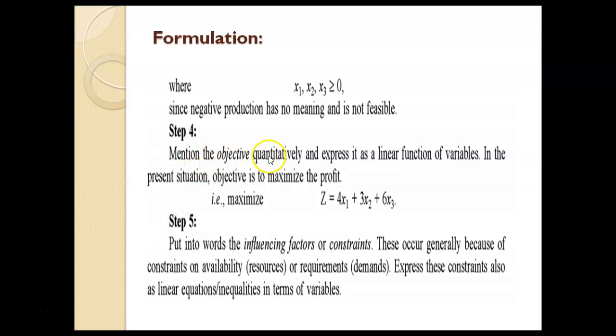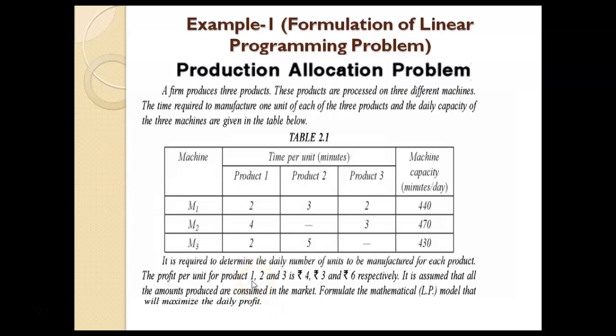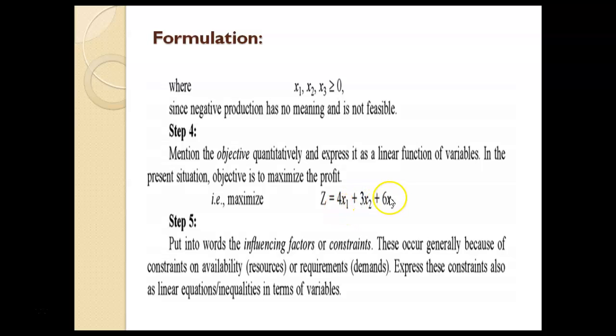Step 4. Mention the objective quantitatively and express it as a linear function of variables. In the present situation, objective is to maximize the profit. That is, maximize Z equals 4x1 plus 3x2 plus 6x3. So this has been designed from the data available. Let me go to the previous slides. You can see here it is given that the profit per unit from these products is 4, 3 and 6 respectively. So if x1 units of product 1, x2 units of product 2, x3 units of product 3 are to be produced, then the total profit would be 4x1 plus 3x2 plus 6x3. That is the sum of the profit earned from product 1, product 2 and product 3 respectively.